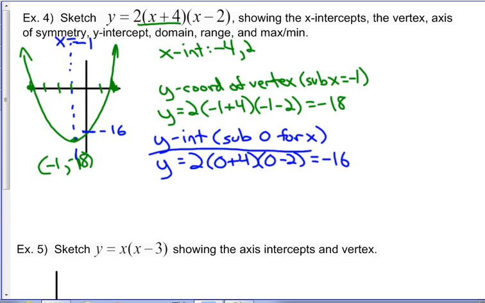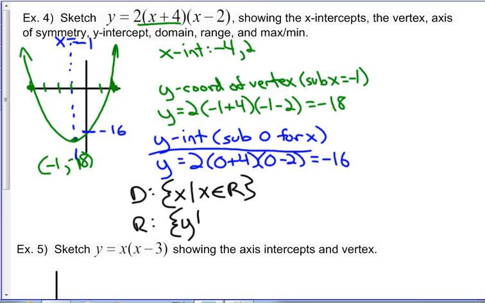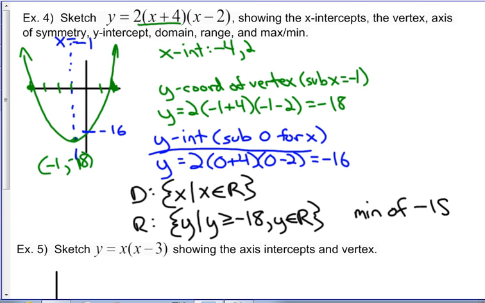The domain on a parabola is always the set of all real numbers. The range, well, it goes down to negative 18, but no lower. So y is greater than or equal to negative 18. And clearly, this has a minimum of negative 18. That is the lowest y value it touches. There is no maximum. It goes up forever and ever.